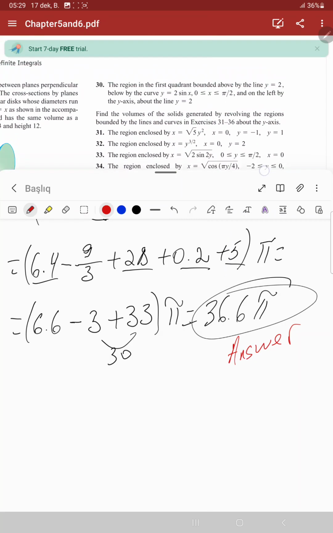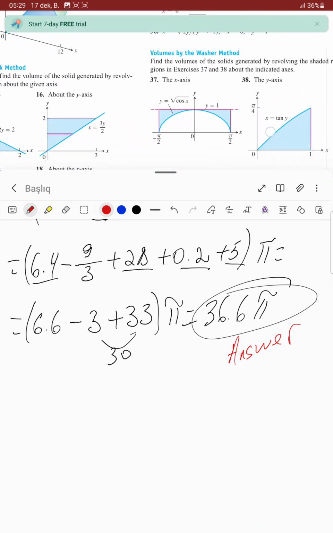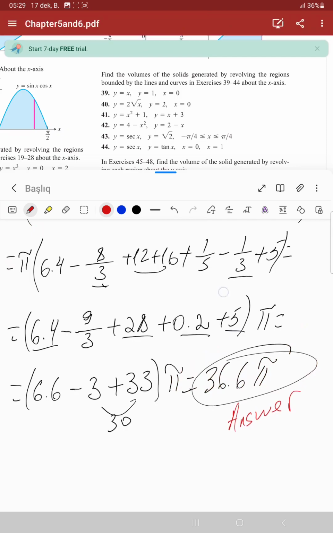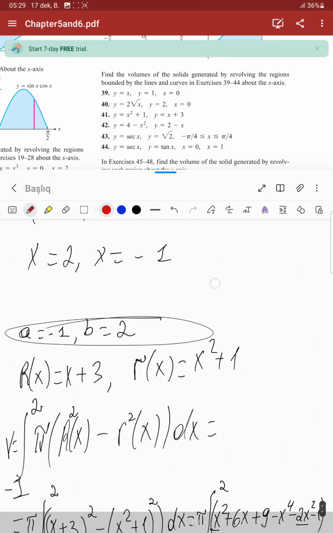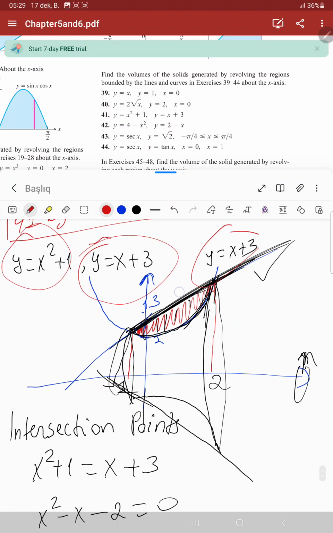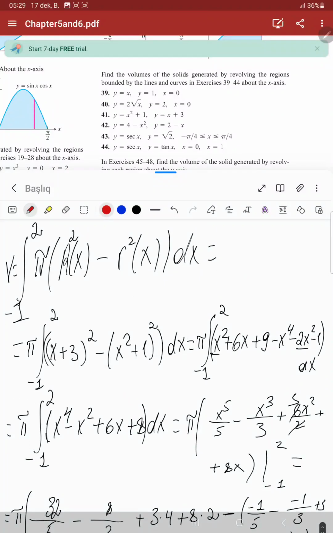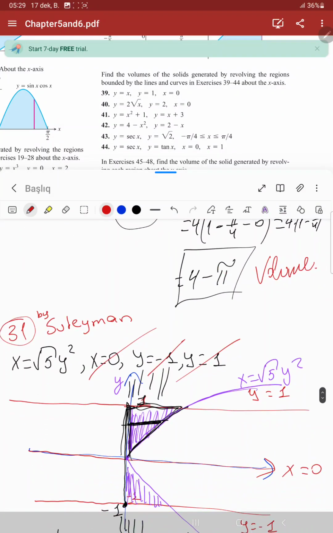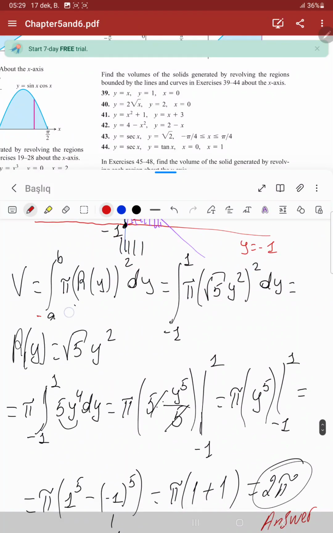What I can suggest is a kind of tip. When you have two functions, like here, you have to know that you will use this formula. But when you have one function, for example here, I mean, these are not functions. This is a function. Just use this formula.